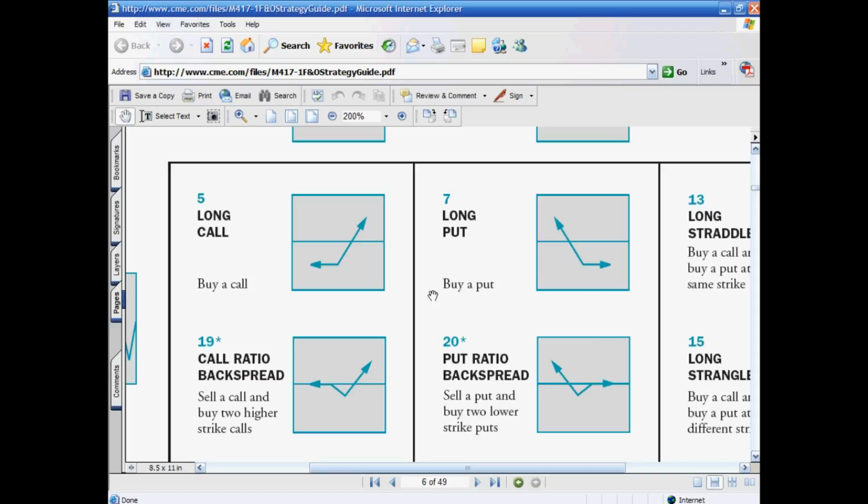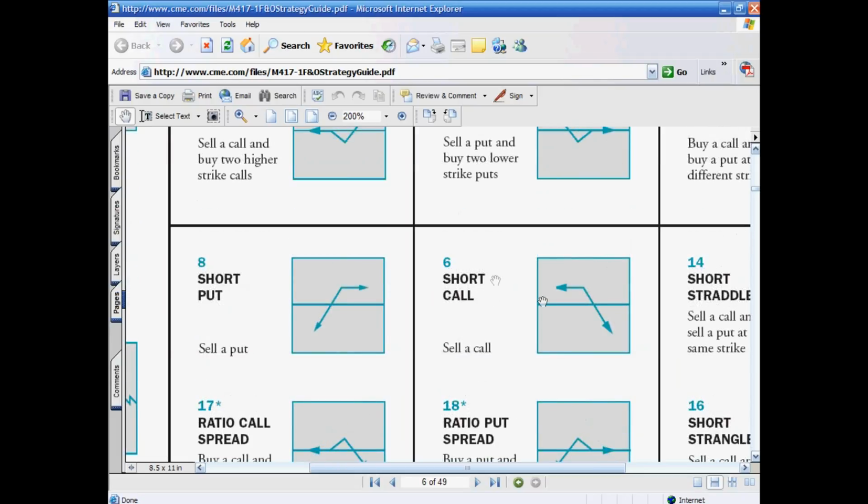So short puts, shown by this number 8, show unlimited loss potential if you sell this put, meaning you win to the upside, but it's a limited gain. And it's considered unlimited loss.